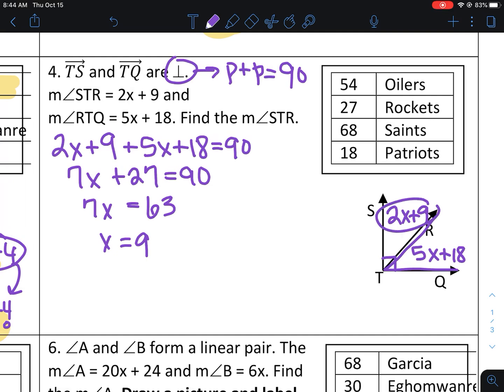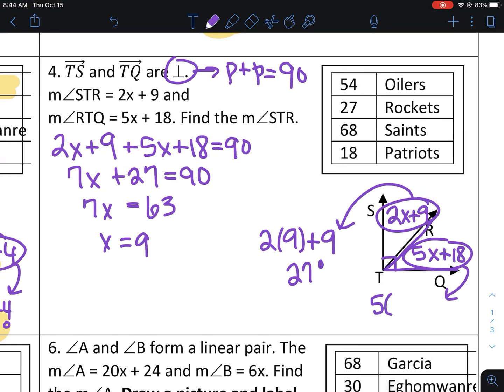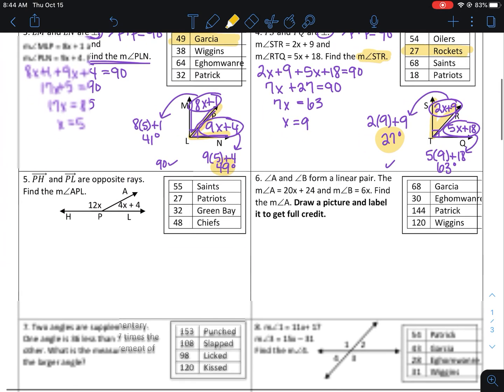So now I'm going to plug in the 9. So I have 2 times 9 plus 9, which is 27 degrees. And then I also have 5 times 9 plus 18, which is 63 degrees. And then I'm going to add that to 27, just making sure it equals 90. It does. All right, so now this one says to find the measure of STR. So let's see, STR, that's the top angle. So this is the one I'm looking for. So that's the answer for number 4.